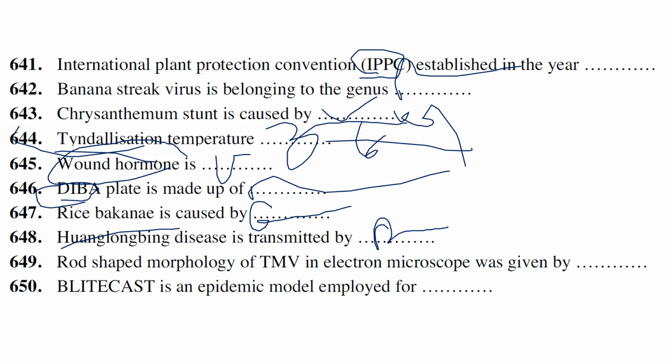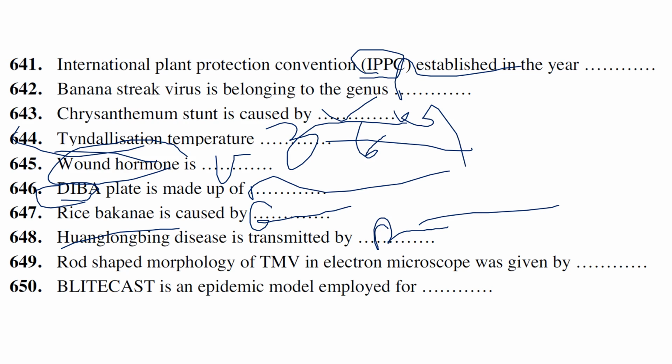Actually, I forgot. I couldn't recall it just now. This Huanglongbing is a very dangerous disease, also called yellow dragon disease or citrus greening. Yeah, now I got it. Citrus greening, or yellow dragon disease, also known as Huanglongbing disease, is transmitted by psyllids.